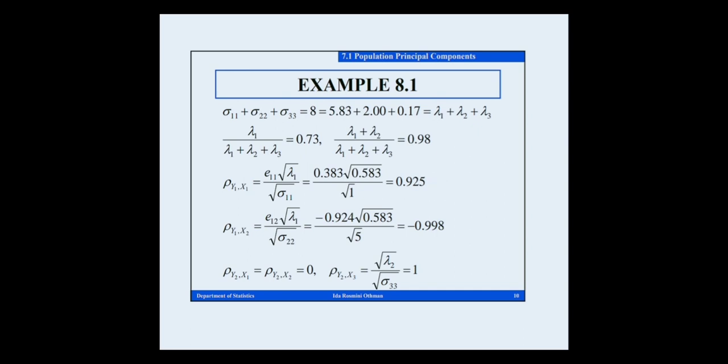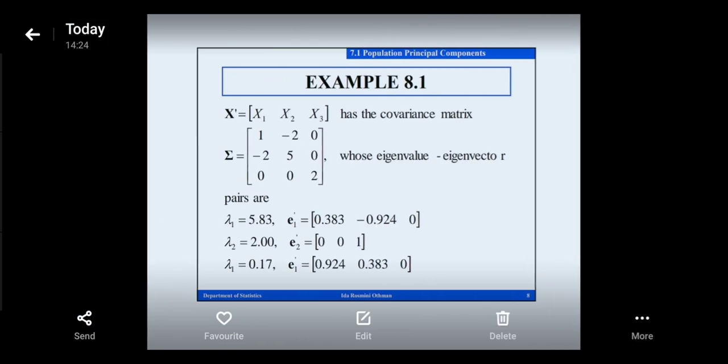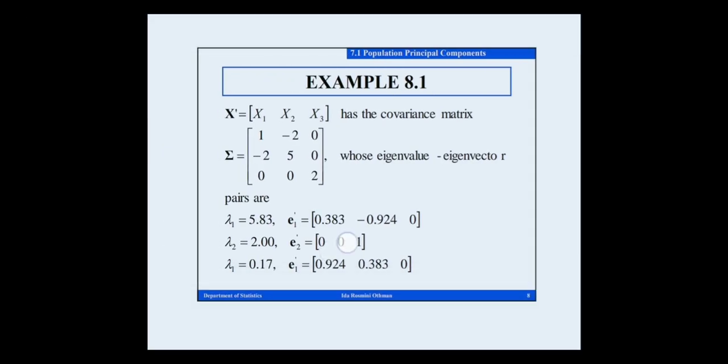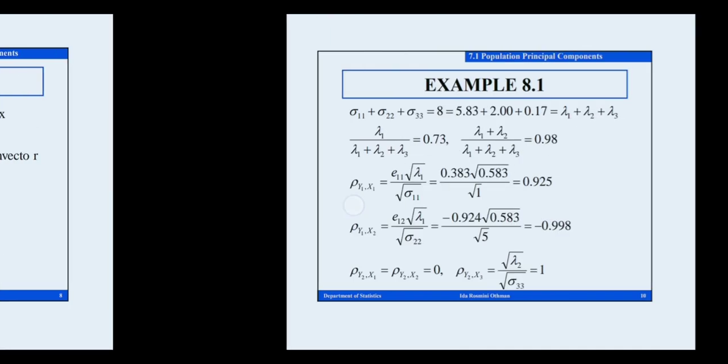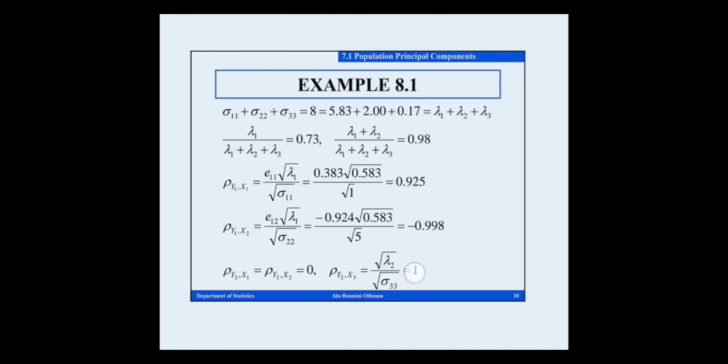Okay, yang kedua, principal component yang kedua. Okay, untuk first variable and second variable is 0 because of this kan, sini 0 dia punya eigenvalue, eigenvectors. So untuk the third variable, the value is 1. Okay, so maksudnya memanglah the third variable sahaja yang contribute untuk principal component yang kedua.